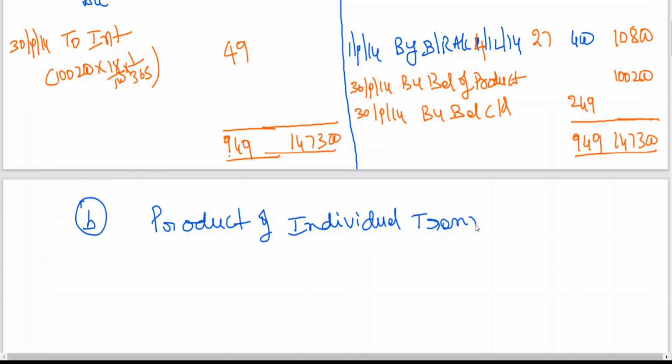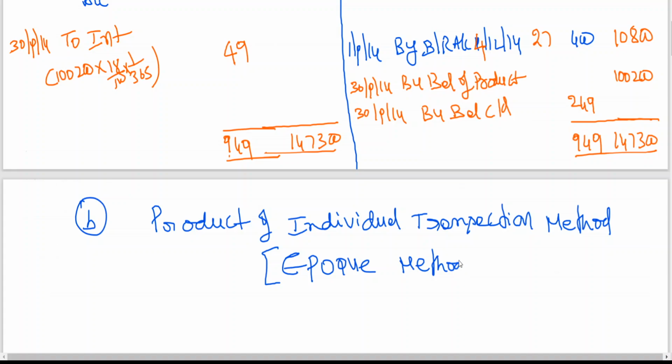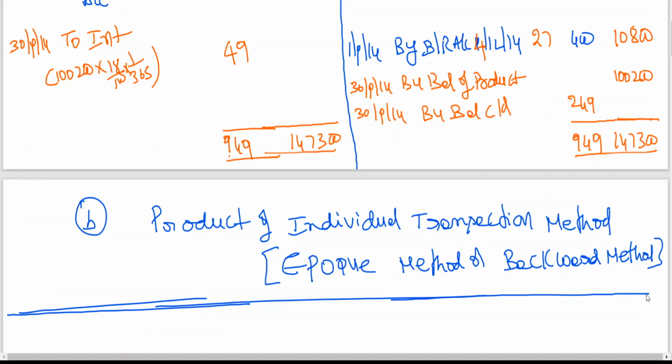Product of individual transaction method, or it is also called the product method. I told you the epoch method is also called the backward method. Why backward method? I'll explain.